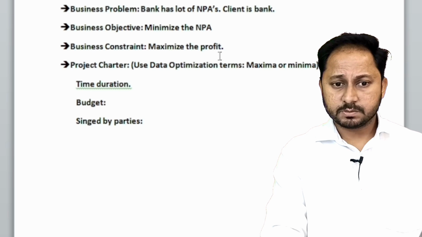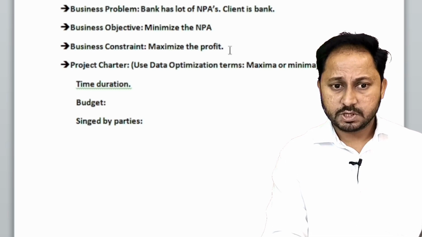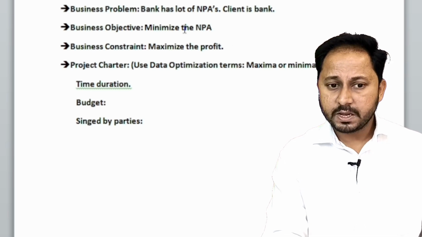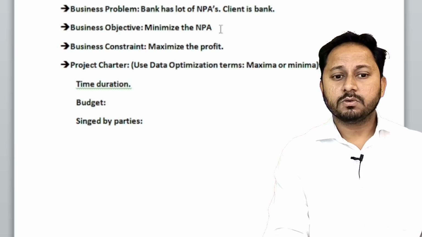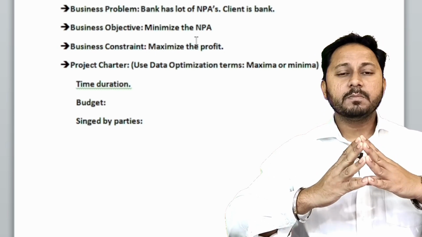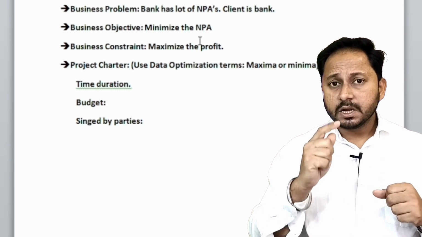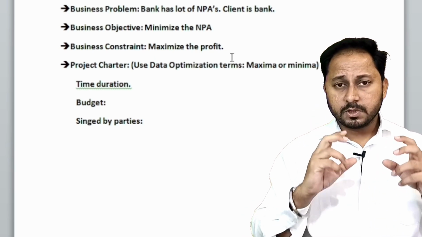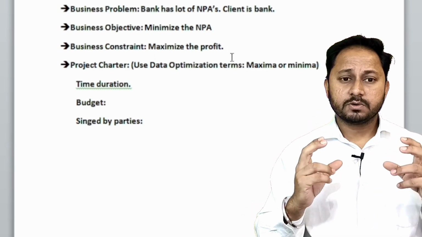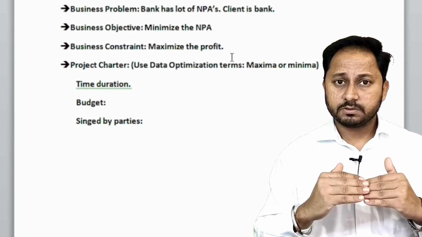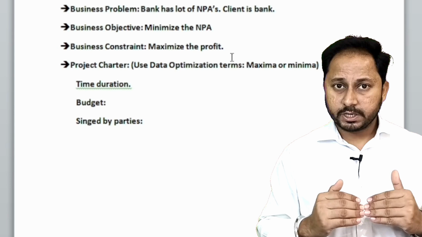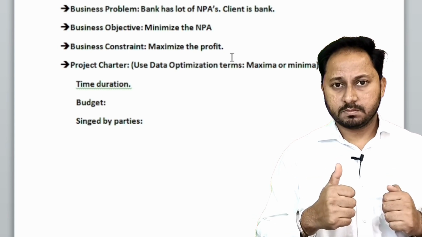So understand this term. These are the data optimization terms you are using, like minimize the NPA and maximize the profit, right? And there could be multiple business objectives. This is an interview question, guys. With one business problem, you are sometimes expected to draw multiple business objectives. So there could be multiple business objectives and multiple business constraints with one business problem.